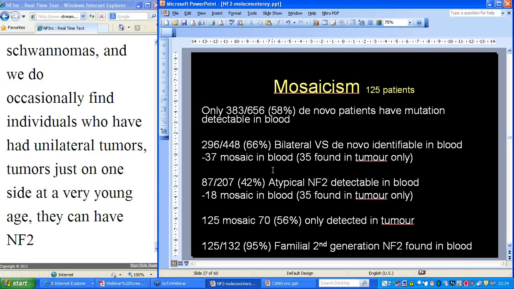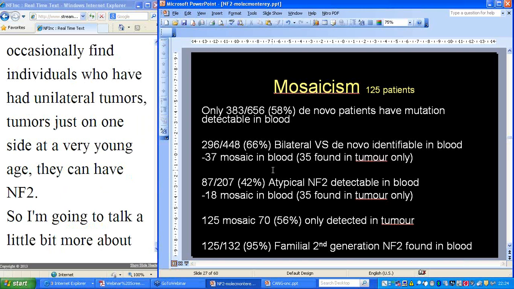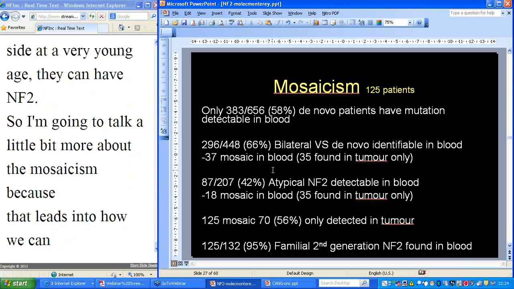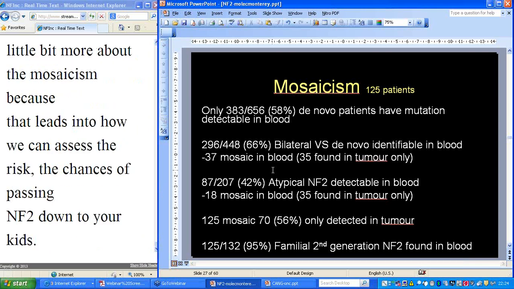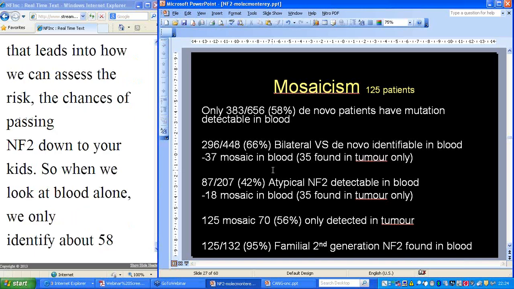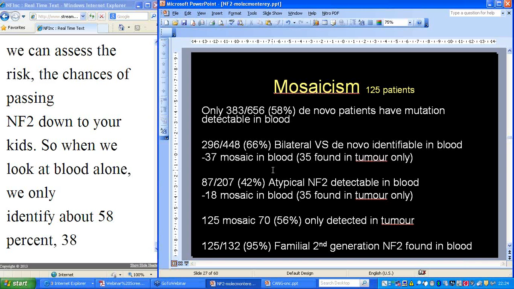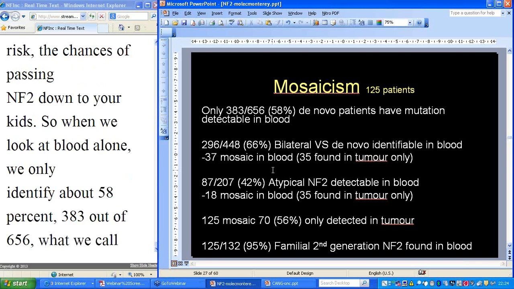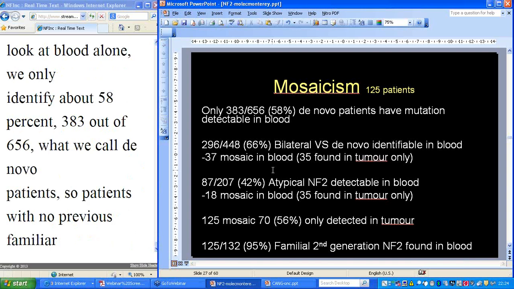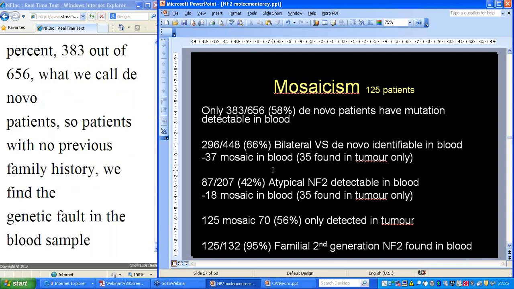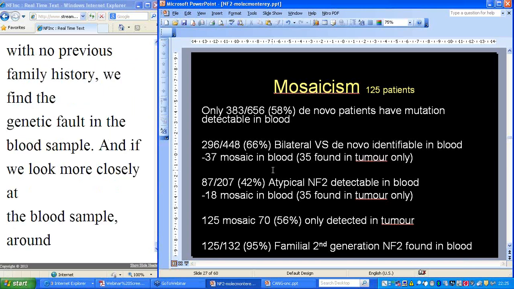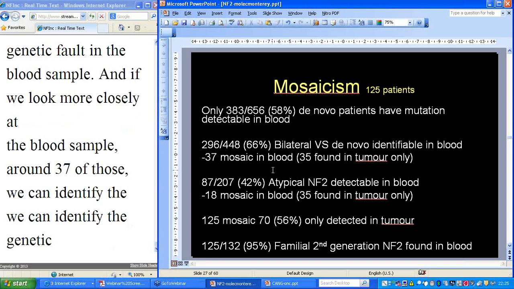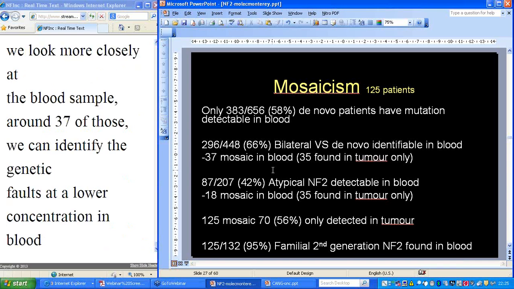So I'm going to talk a little bit more about the mosaicism, because that leads into how we can assess the risk, the chances of passing NF2 down to your kids. So when we look at blood alone, we only identify about 58%, 383 out of 656, what we call de novo patients, so patients with no previous family history. We find the genetic fault in the blood sample. And if we look more closely at the blood sample, around 37 of those, we can identify the genetic fault at a lower concentration in blood. And that means we boost the detection rate up to about 66%.